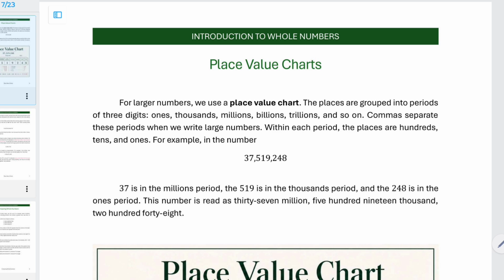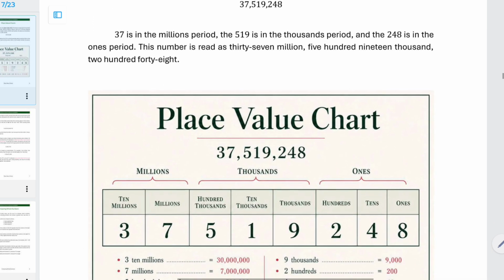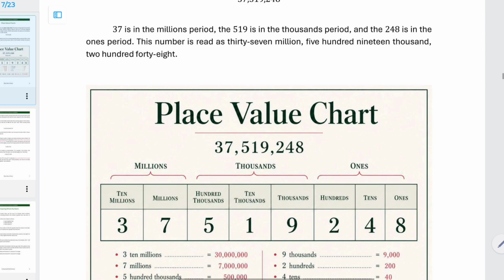For example, in the number 37,519,248, 37 is in the millions period. The 519 is in the thousands period, and the 248 is in the ones period. The number is read as 37,519,248.